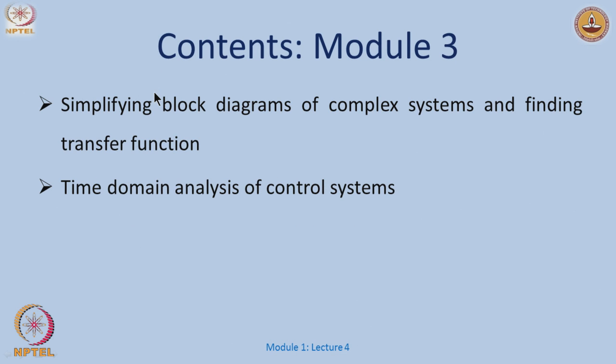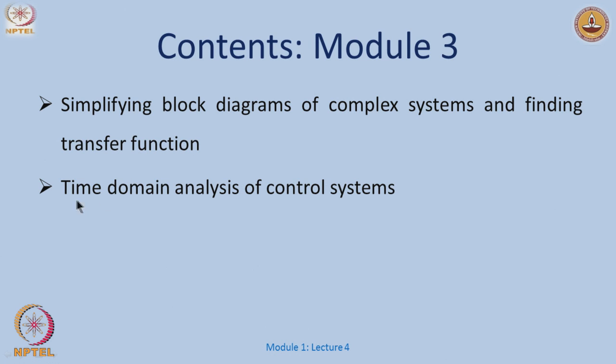So what we will next look at is, if I have a system which has lots of summing points and lots of negative feedbacks, how do I simplify the block diagram of a complex system and find the overall transfer function. We will also then see how we can actually use this transfer function to see how my systems would behave to different kinds of inputs.